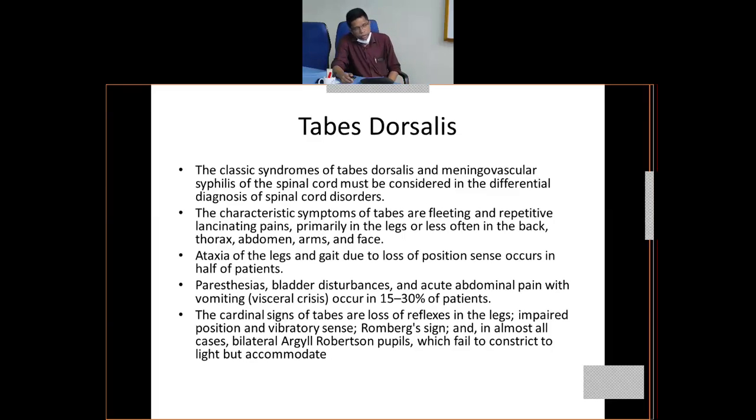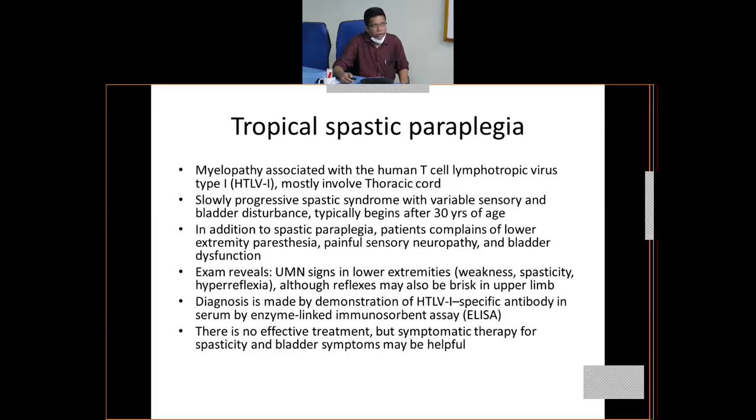So there is involvement of the posterior column with loss of position and vibration sense, and Romberg sign positive. And what is specific for syphilis is the bilateral Argyll Robertson pupil, which fails to constrict to light but constricts to accommodation. They react to accommodation but not to light. This bilateral Argyll Robertson pupil is very classical of syphilis or tabes dorsalis. Sometimes the patient may present with paraparesis.